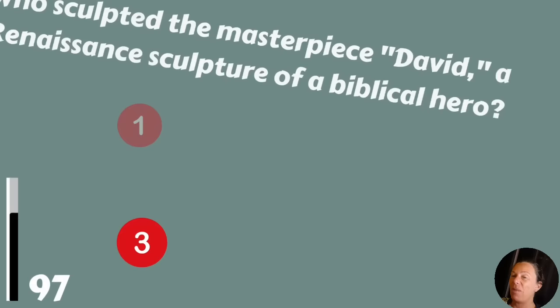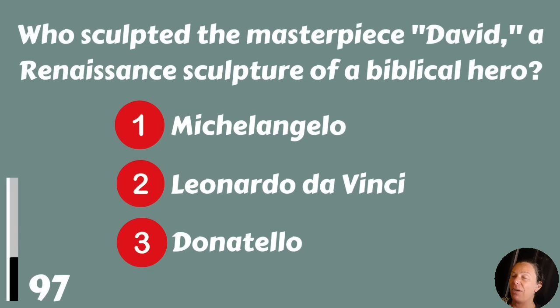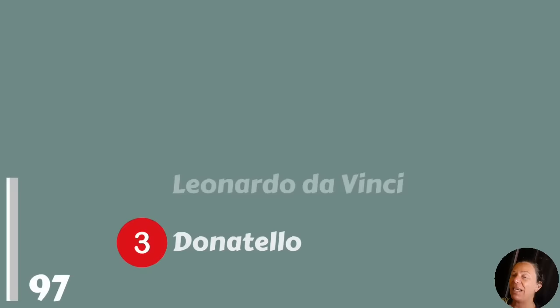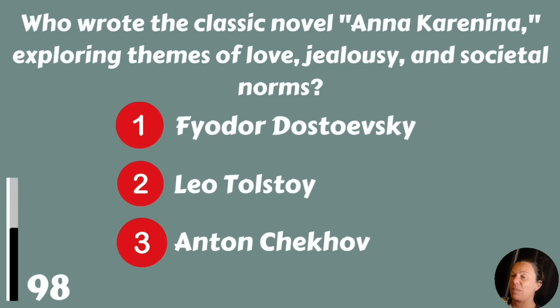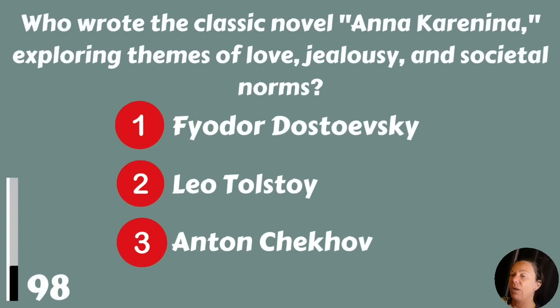Who sculpted the masterpiece David, a Renaissance sculpture of a biblical hero? Michelangelo, Leonardo da Vinci, or Donatello? Michelangelo. Who wrote the classic novel Anna Karenina, exploring themes of love, jealousy, and societal norms? Fyodor Dostoevsky, Leo Tolstoy, or Anton Chekhov? Leo Tolstoy.